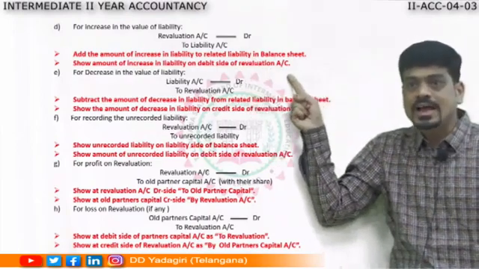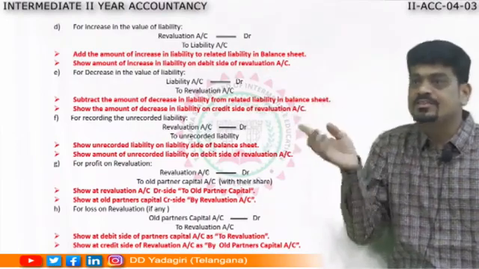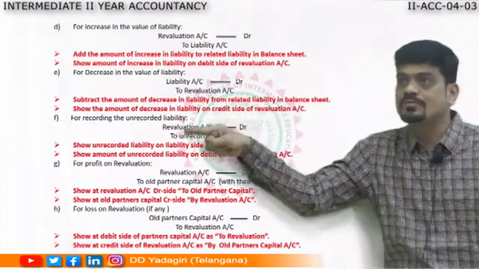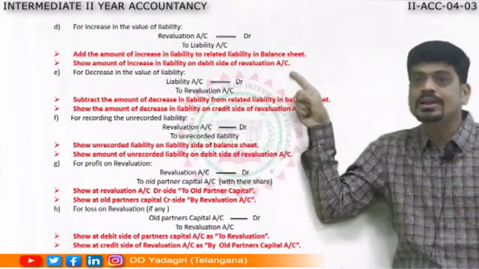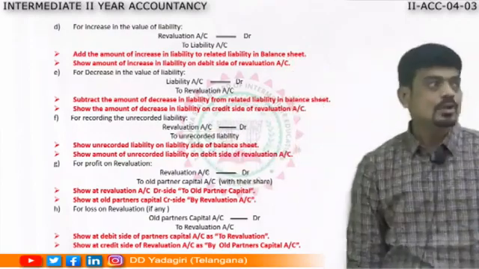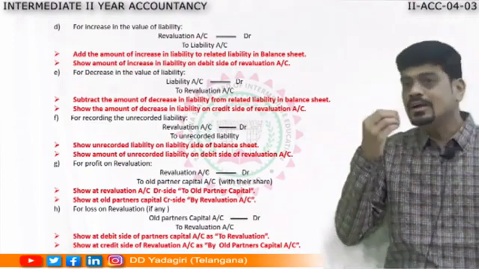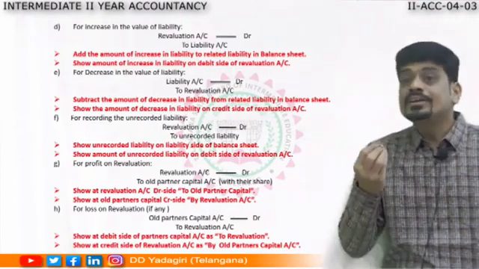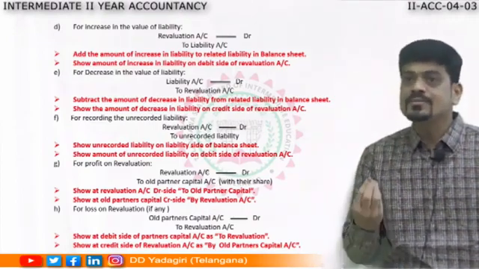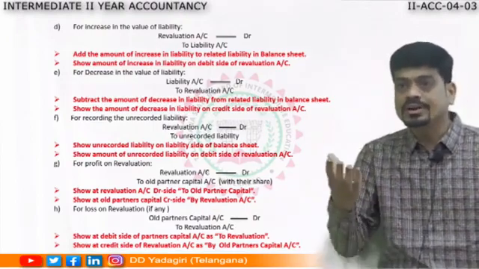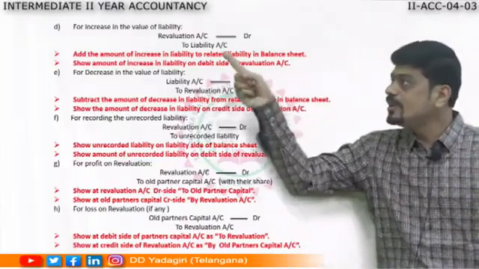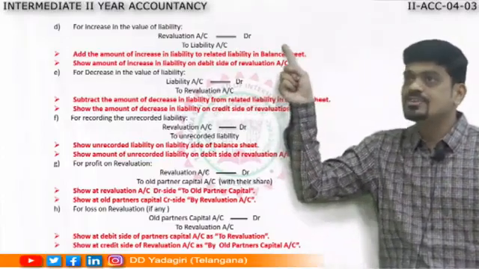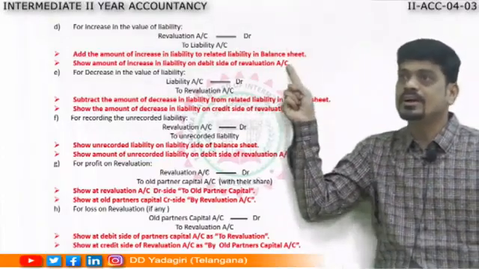This particular liability, whatever has increased, first we'll show on the debit side of the revaluation account and we'll add it to the related liability. How? Say for example, in the question, they may say creditors increased by 5,000. So we will add to creditors. How much? 5,000. What will be the journal entry? Revaluation account debit to creditors account.